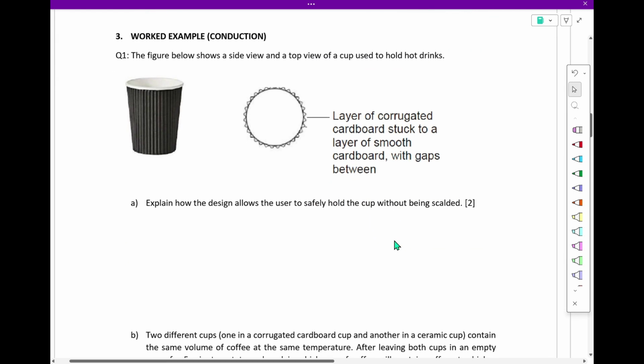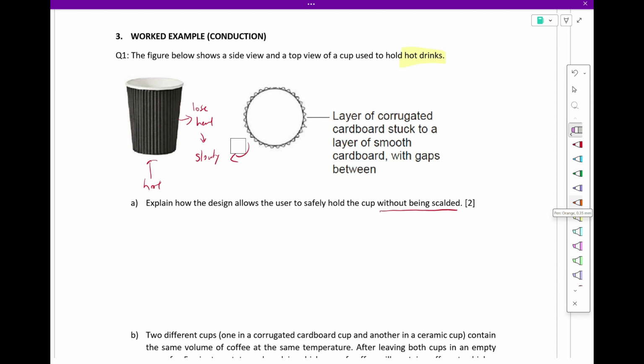So in the worked example below, you have the side view and the top view over here, and it's used to hold hot cups, hot drinks. Okay, important. So firstly, my object is hot. If I'm hot, I lose heat. So if you want to hold the cup without being scalded, I must lose heat slowly. So ask yourself, which part of the design allows you to be a poor conductor of heat? Because if you want to lose heat slowly, number one, I must be a poor conductor of heat.